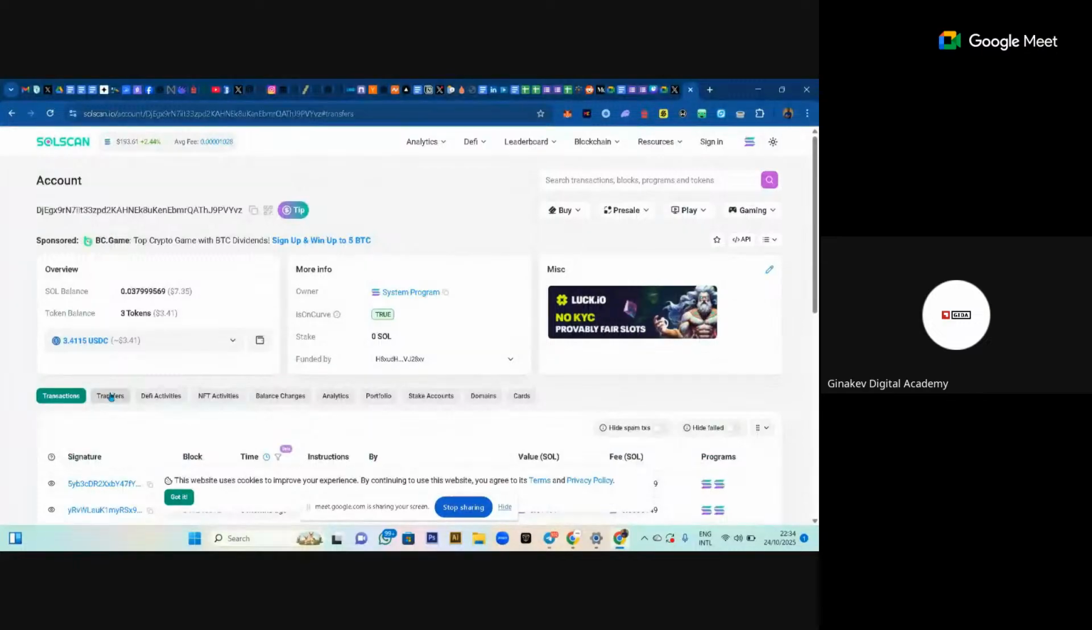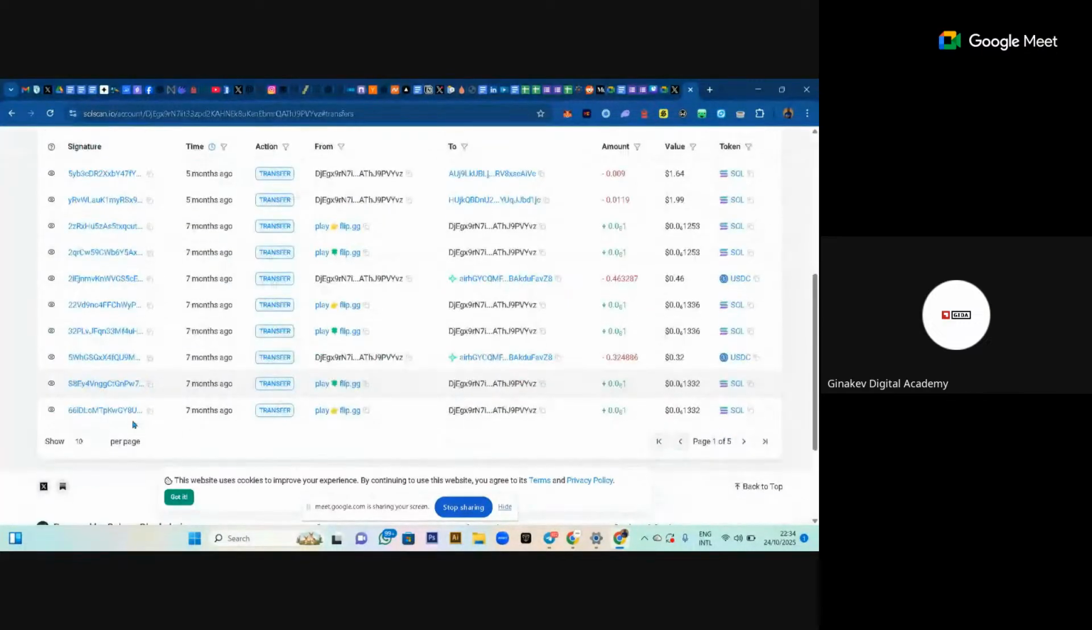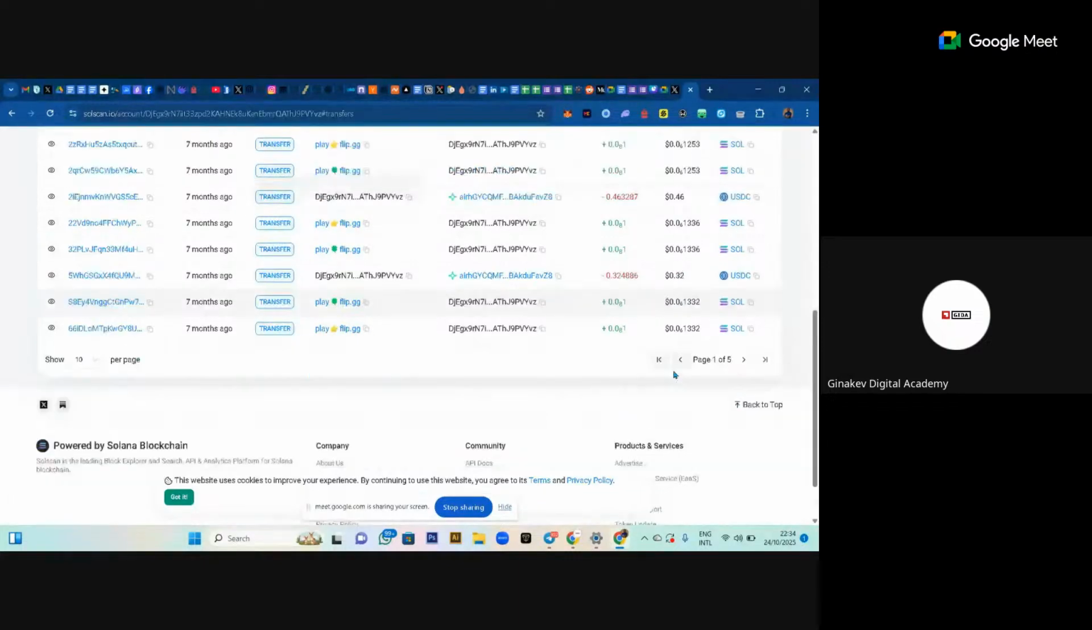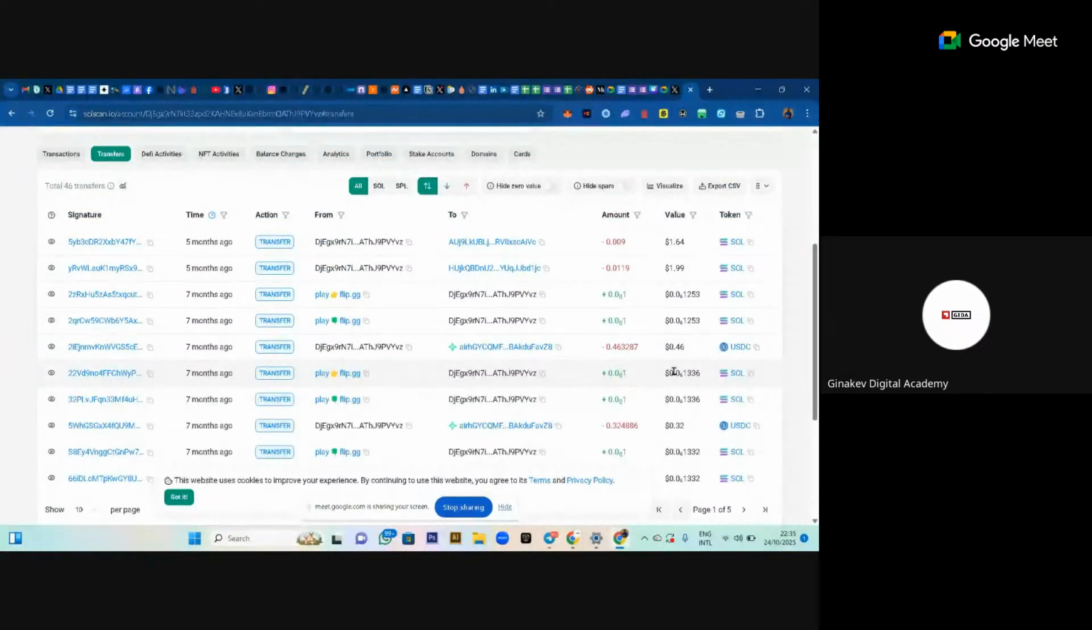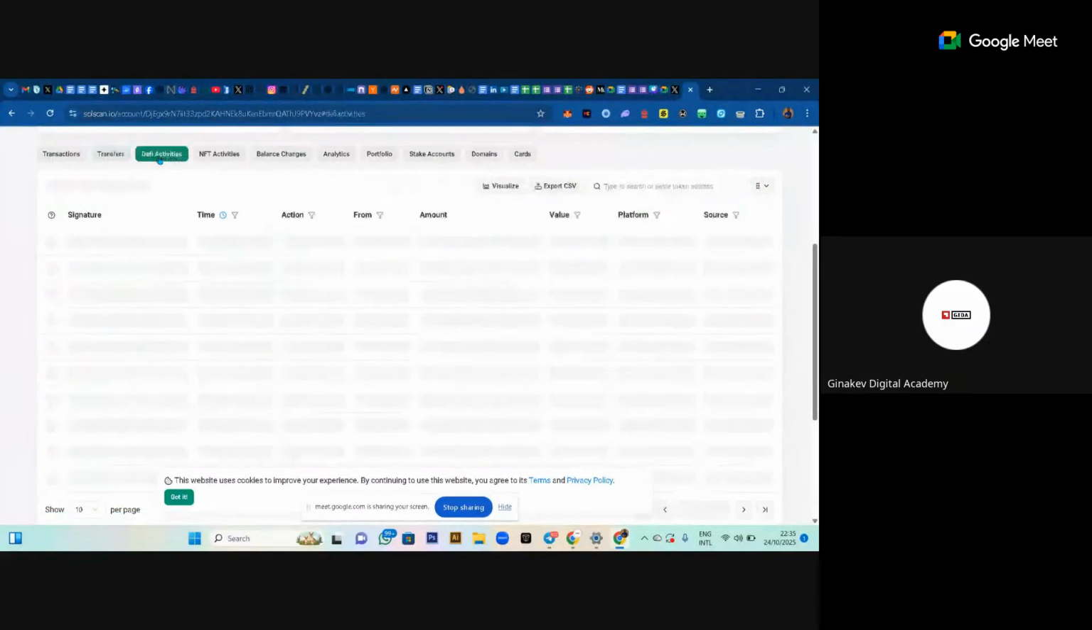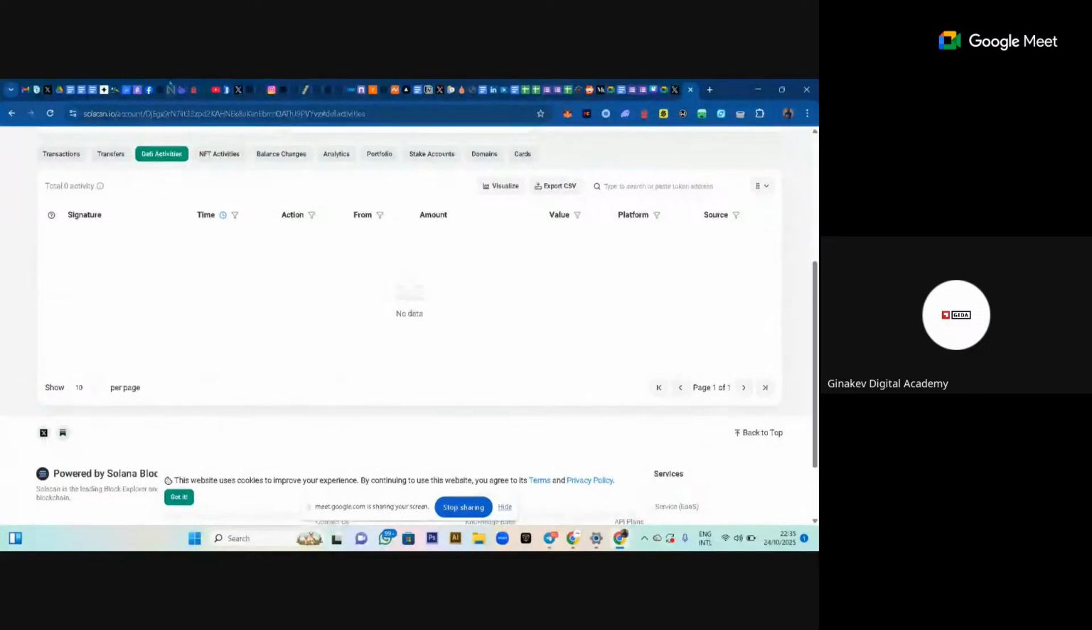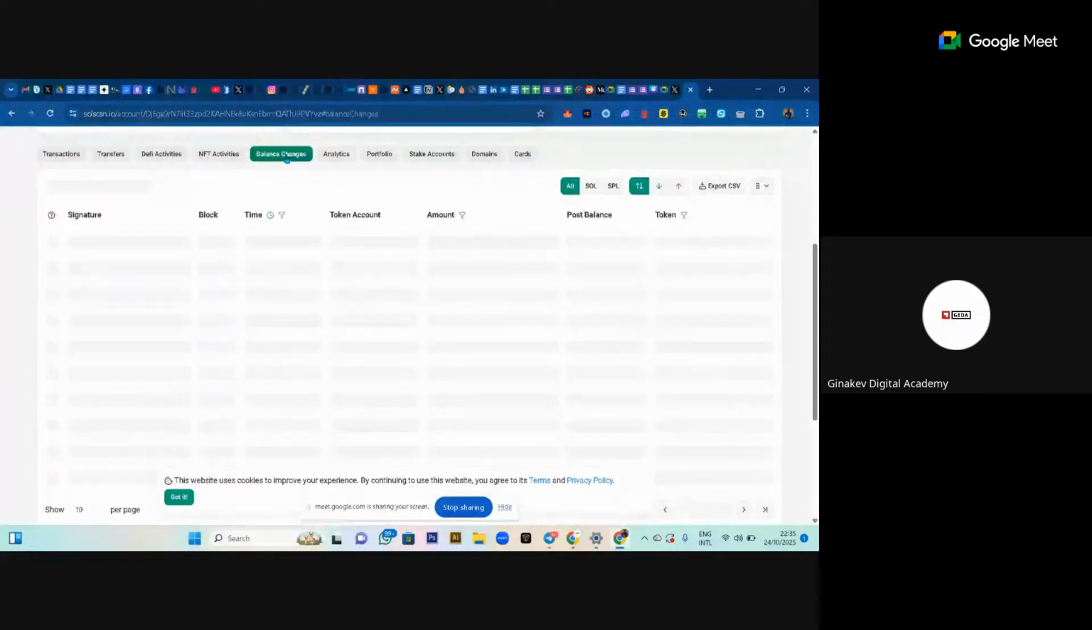Now, I can check transfers. Are you seeing the transfers? So you can see this is $1.64, 1.99, 0.00, like 6 zeros, then 1, 2. Are you guys seeing? So this is everything I've done in this wallet. Soon I'm going to teach you guys how to read and understand all of this data here, right? Which DeFi activities did I do? Did I do any NFT activities on this wallet? No. What are the balance changes now?